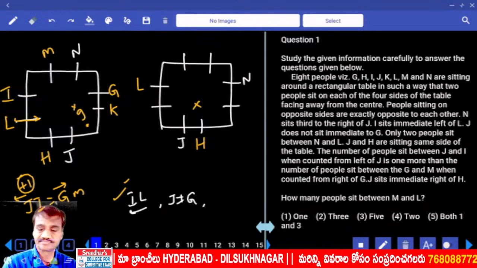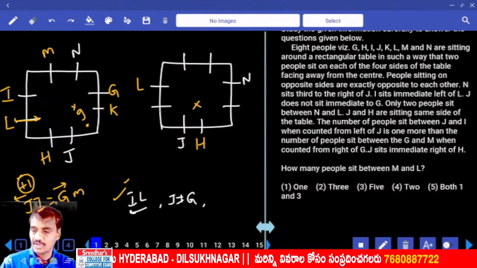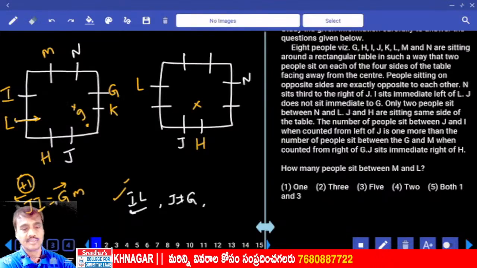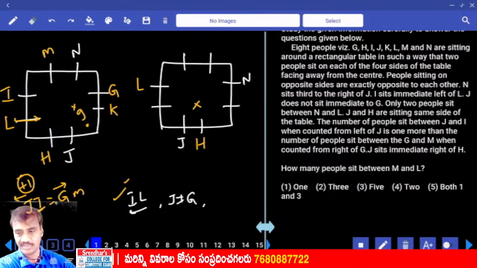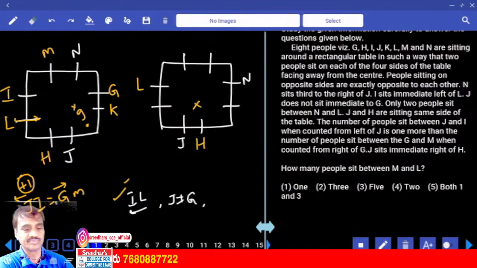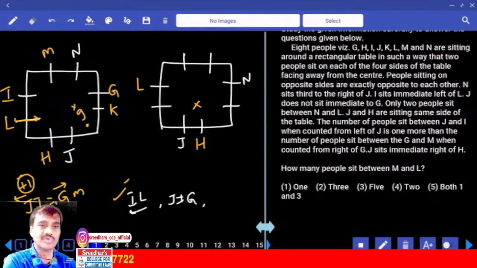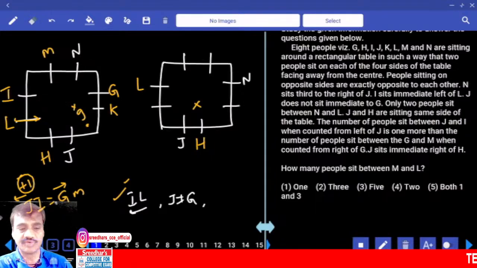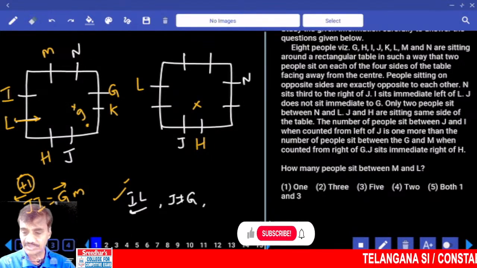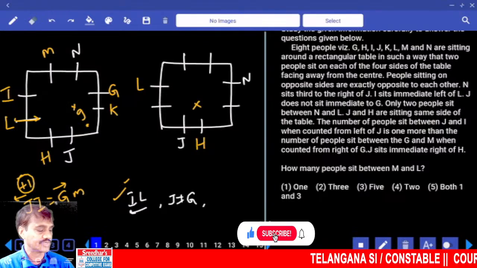Done? Now, how many people sit between M and L? Tell me how many are in between M and L? Now in between M and L, either 1 person or 5 persons, 1, 2, 3, 4, 5. 1 or 5, that is because the direction is not given. When counted from the left of I or right of I, that information is not given. Hence, both 1 and 5.